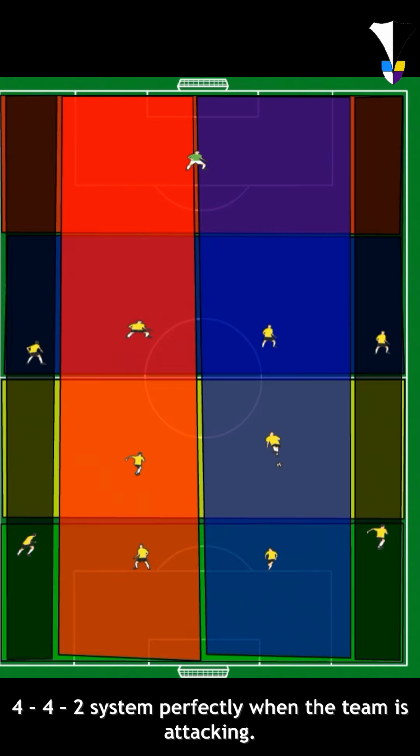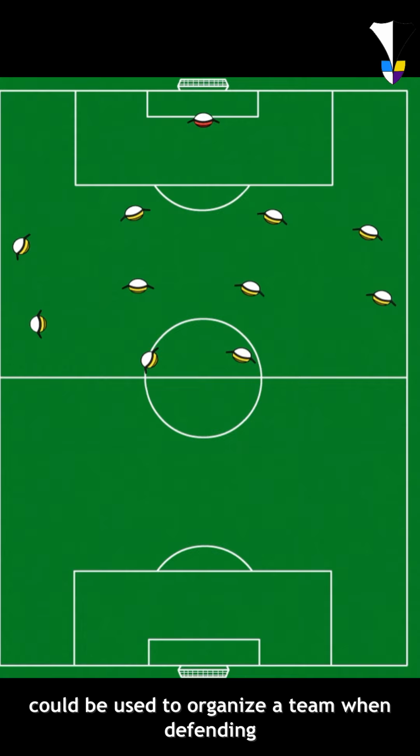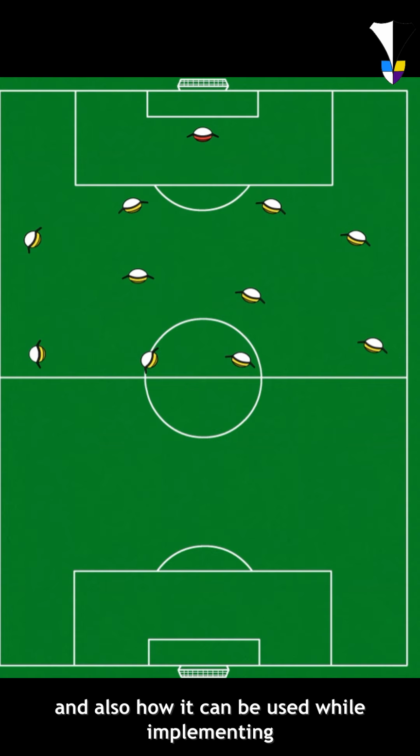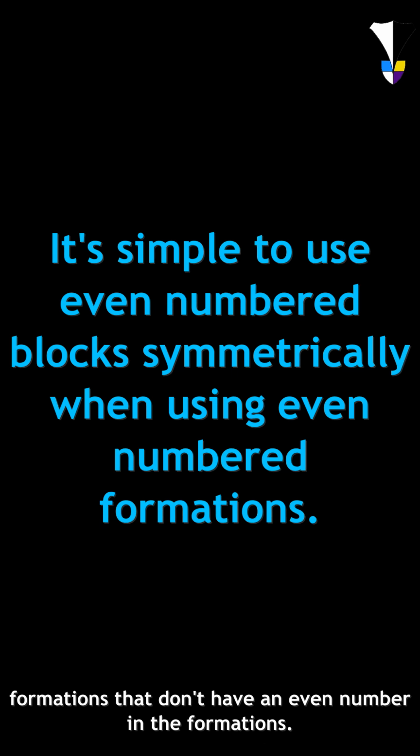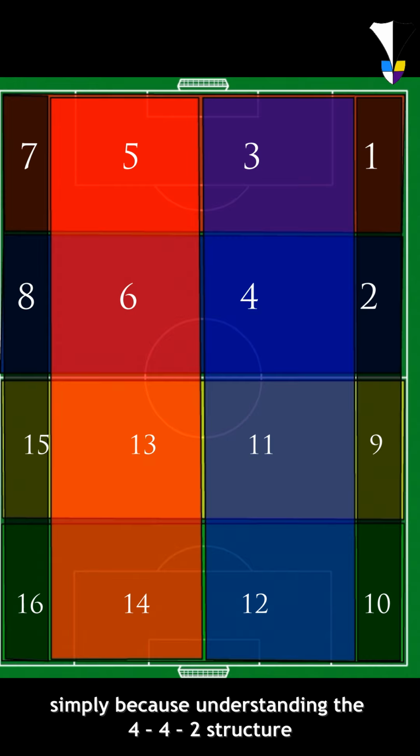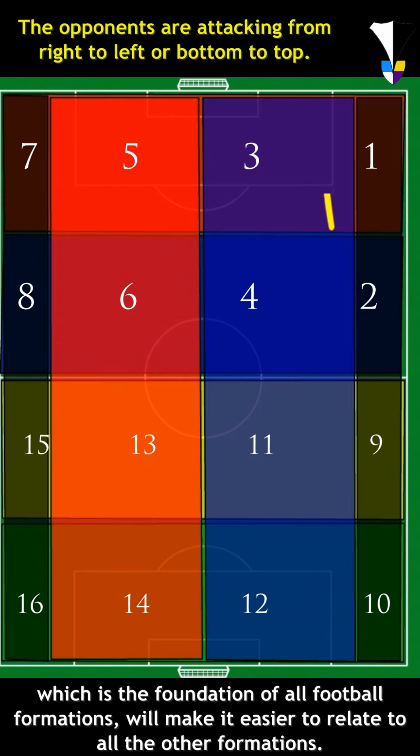What wasn't explained was how this method could be used to organize a team when defending, and also how it can be used when implementing formations that don't have an even number in the formation, such as 4-4-2. We'll begin with a 4-4-2 defensive structure simply because understanding the 4-4-2 structure, which is the foundation of all football formations, will make it easier to relate to all the other formations.